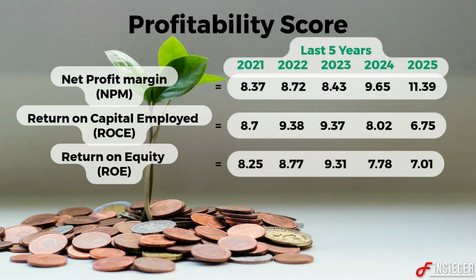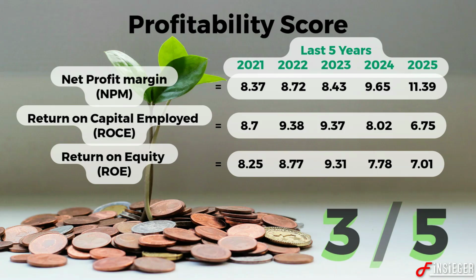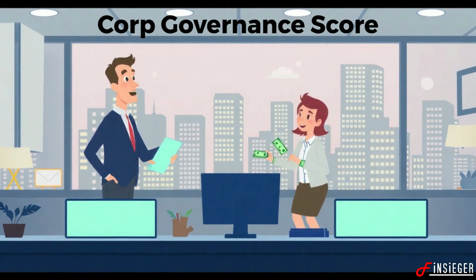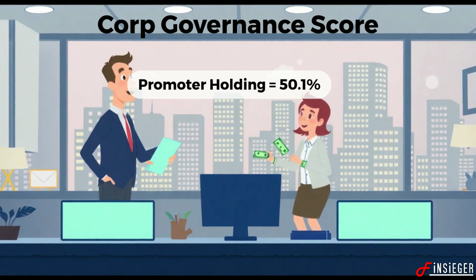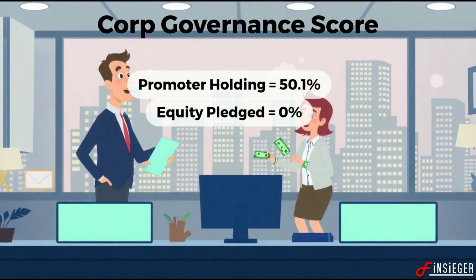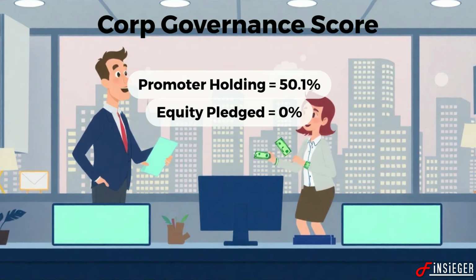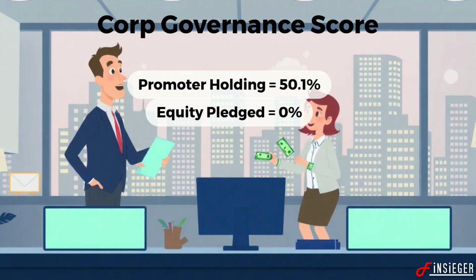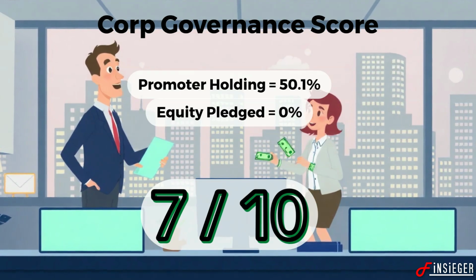Considering the last 5-year data for all of the above ratios, Reliance gets a profitability score of 3 out of 5. In terms of governance, promoter holding and pledge percentage are very important. Here, promoter holding is around 51% and there are no shares pledged. So in case of governance, Reliance gets 7 out of possible 10.